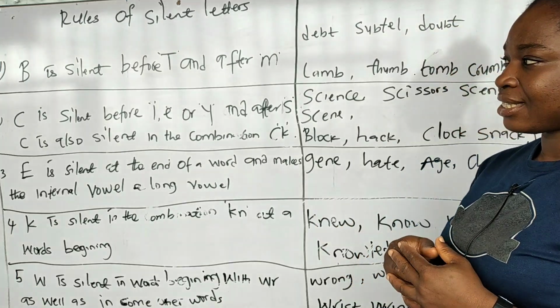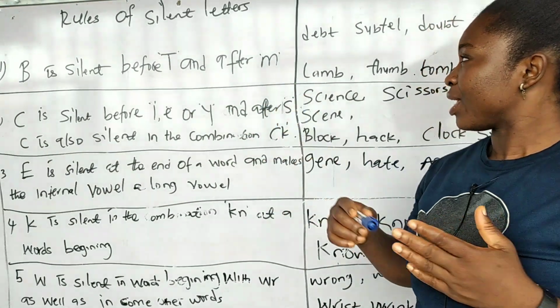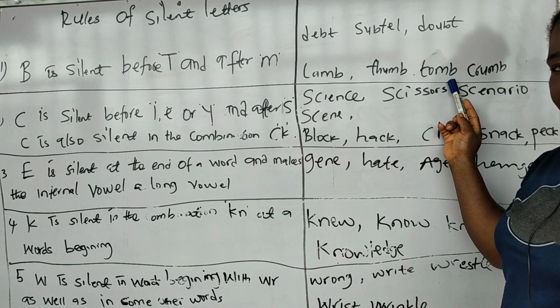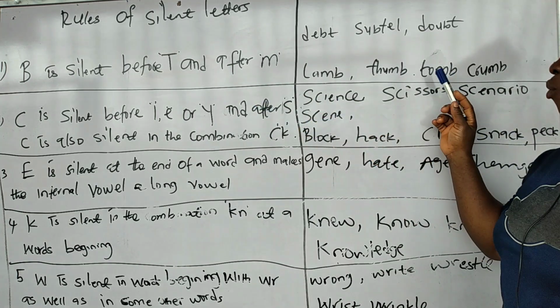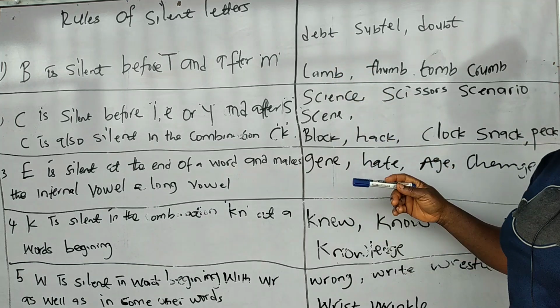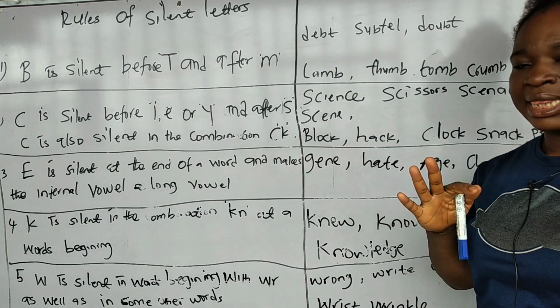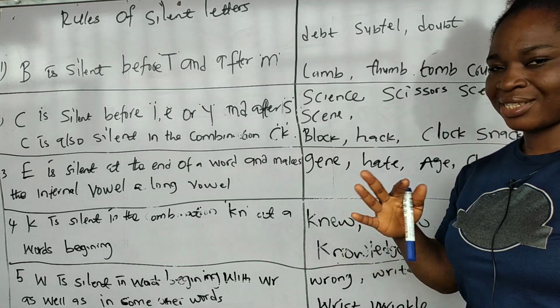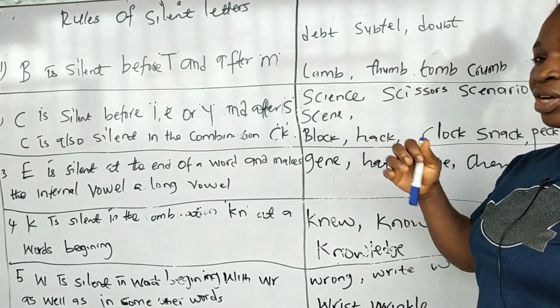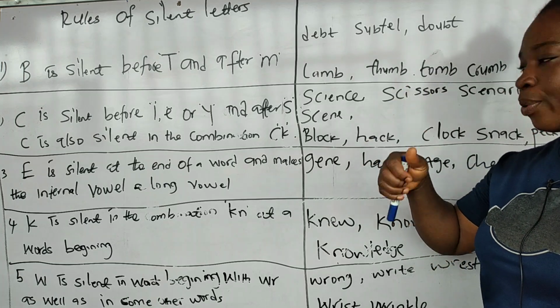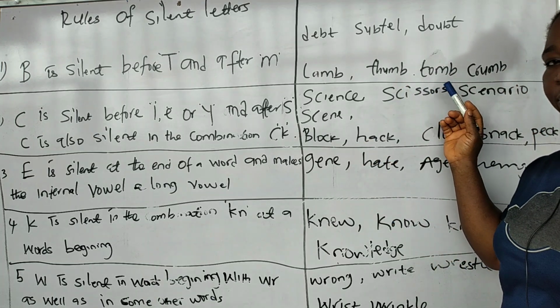And it says again, after M, that is, this is M, after M you meet B. That is what this rule says when it comes after M and when it comes before T. So we have lamp. It is not pronounced as lamb. We have thumb, the thumb. This is the thumb.